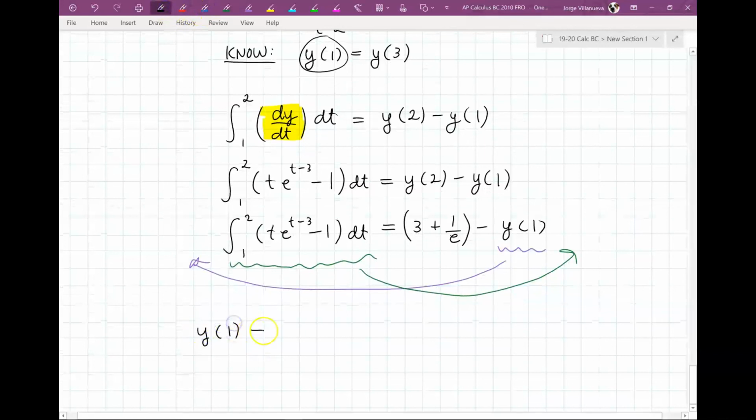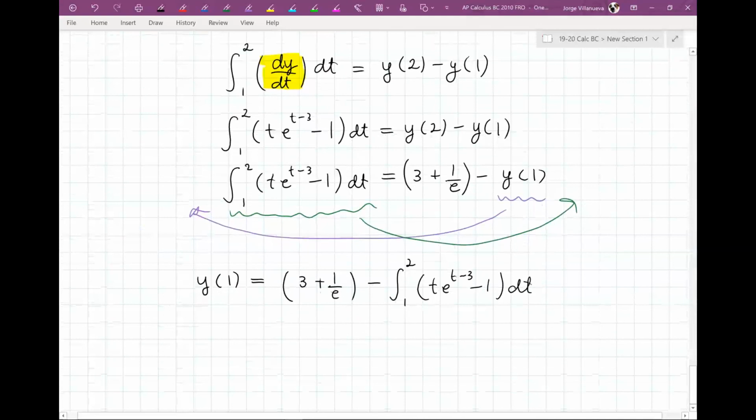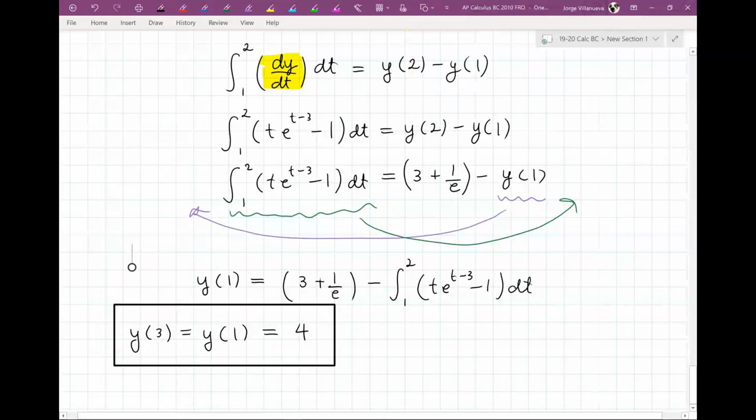So y of 1 is equal to 3 plus 1 over e minus the integral from 1 to 2 of t e to the t minus 3 minus 1 dt. I have no idea what that integral is off the top of my head, but have your calculator do the work, make its value negative, and then add 3 and add 1 over e. You should get your value for y of 1, and y of 1 should come out to 4. Remember, y of 1 is the same as y of 3, so it doesn't matter which one you decide to do. Your y value happens to be 4.